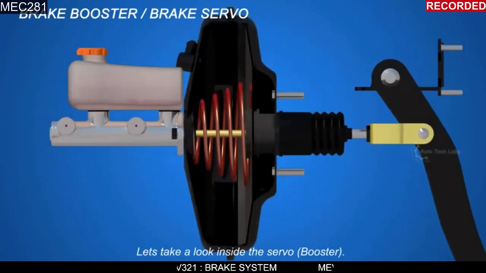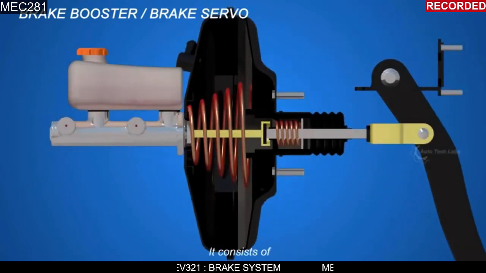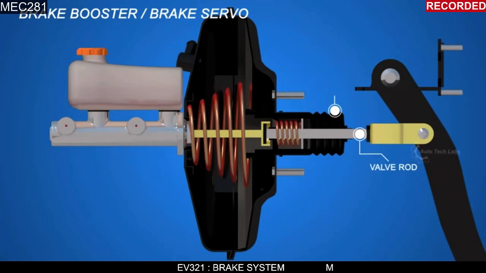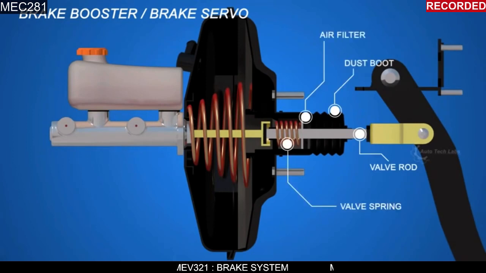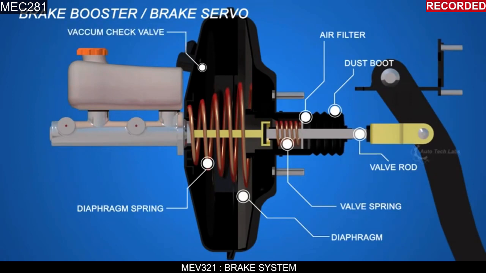Let's take a look inside the servo. It consists of a valve rod, dust boot, air filter, valve spring, diaphragm spring, vacuum check valve, and hydraulic push rod.